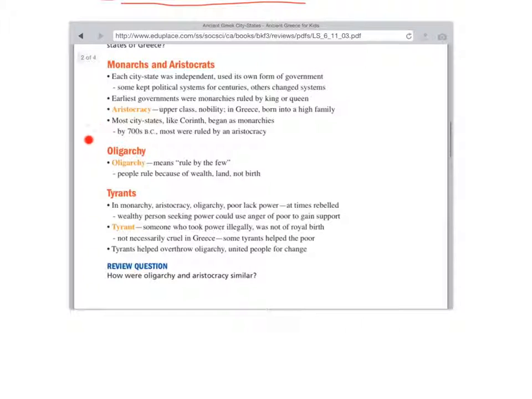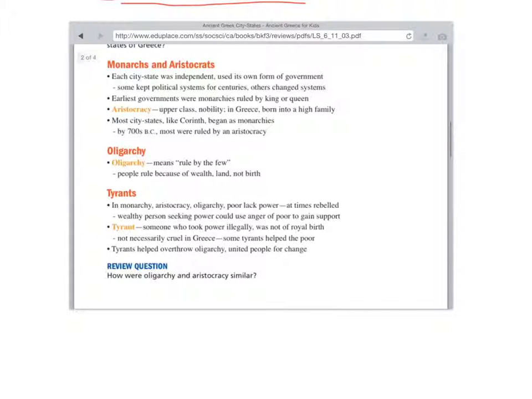This eventually led to an oligarchy, which was rule by the few, but not because of birth. It was mainly because people were wealthy and had land. So the rich people started to take charge, and eventually some people got fed up with them. Those were called tyrants. Because of the increase in trade, some city-states were able to develop pottery, cloth, wine, and metalwork, which allowed for more trade, and some people became really rich. When they didn't like what was going on with the oligarchy, they would hire an army, and the tyrant would basically just take over.